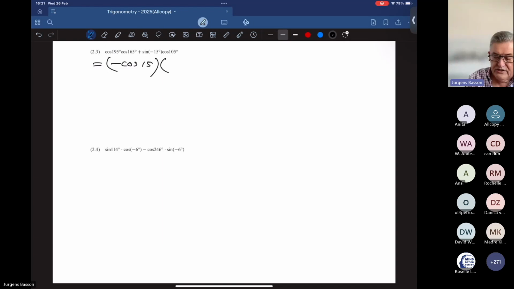Now I have the cos of 165. 165 is 180 minus 15. But cos is negative in the second, so it's negative cos 15. So as you now can see, these angles are starting to become all 15. And you will notice that on the other side now, there is a sine of minus 15, which will give us negative sine of 15.